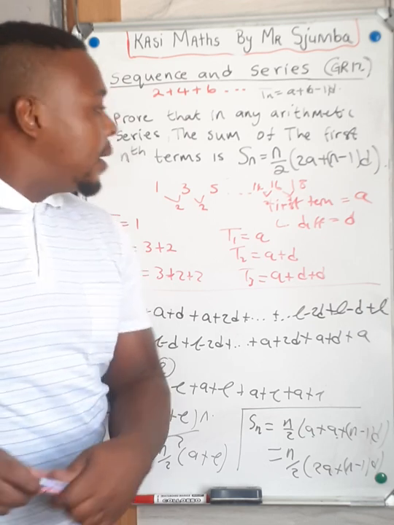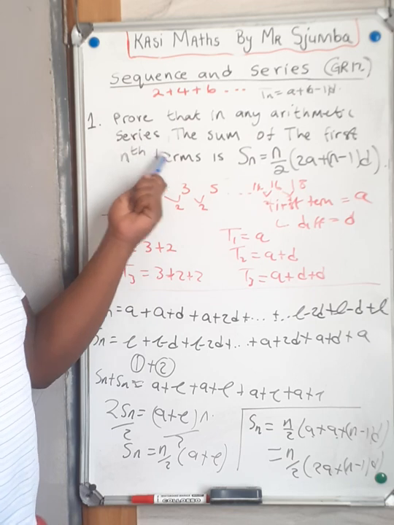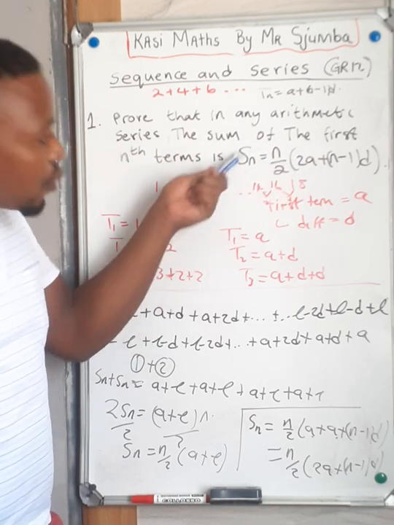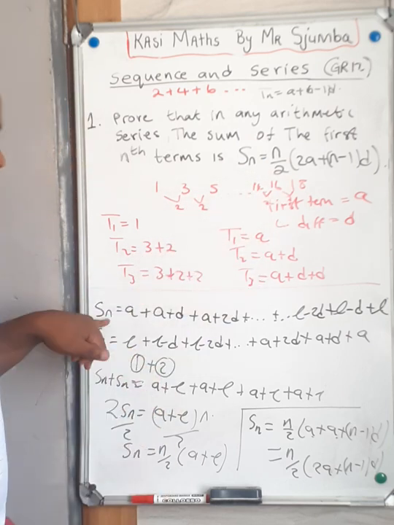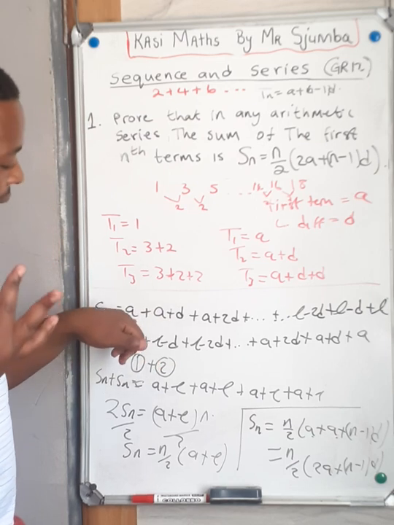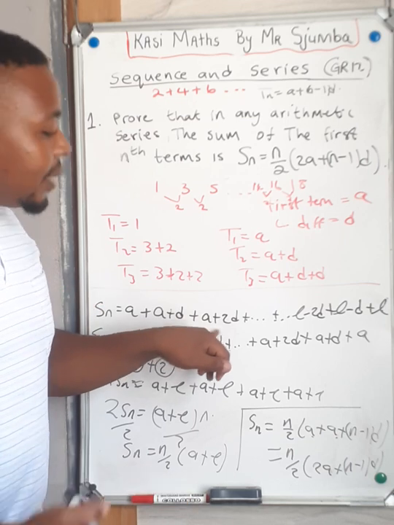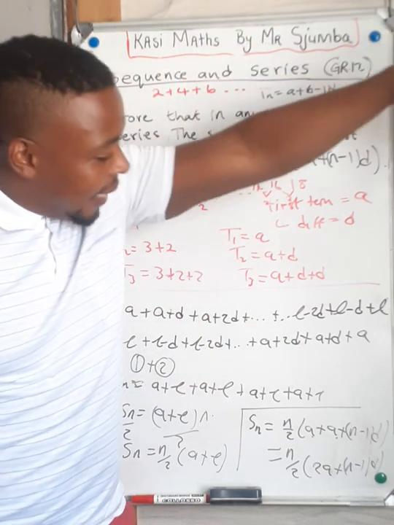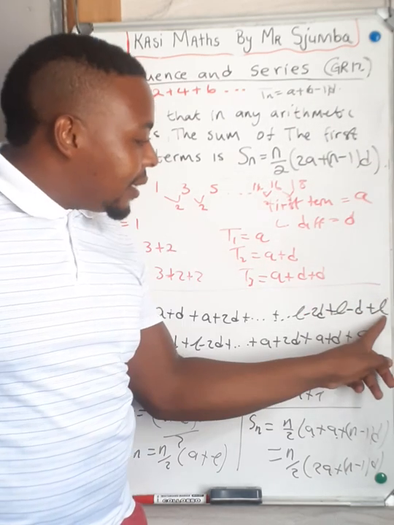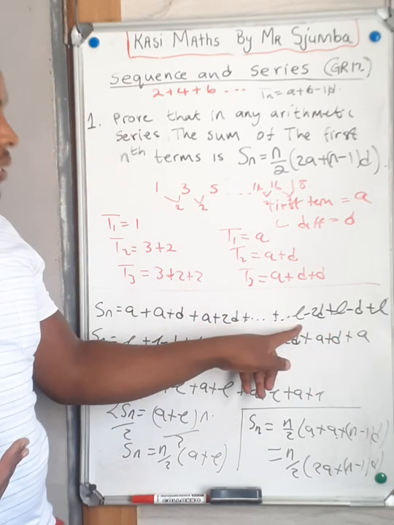So just to recap, we should prove that in any arithmetic series, the sum of the first n terms is given by the formula. First things first, write Sn and just add the terms. A is the first term, the second term is A plus D, the third term is A plus 2D, then dot dot dot, and at the end the last term. From the last term, you subtract the difference once, then subtract the difference twice.